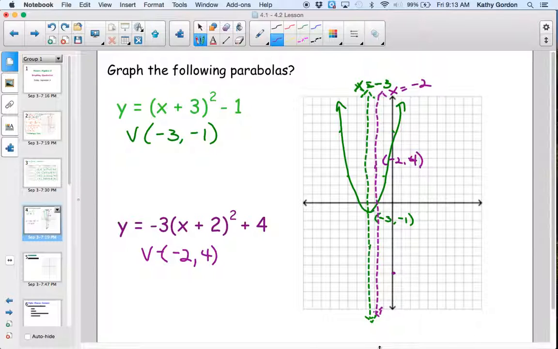All right, so I got 2 points. Where's a good place to find a third one? Maybe -1, because that'll be on the same side here with my y-intercept. So, -1 plus 2, square it, times -3, plus 4, -1, 1's a point. And then we'll reflect. Right there, right there. This is the skinny one.